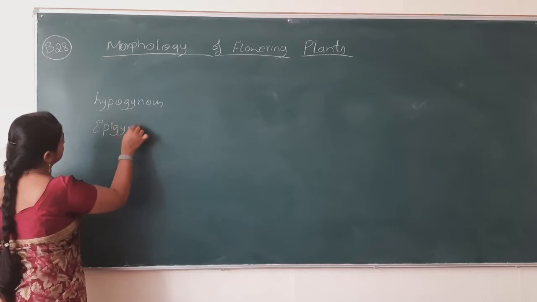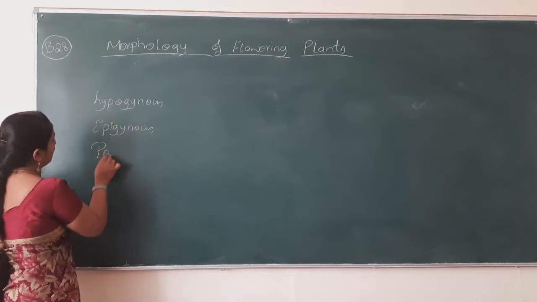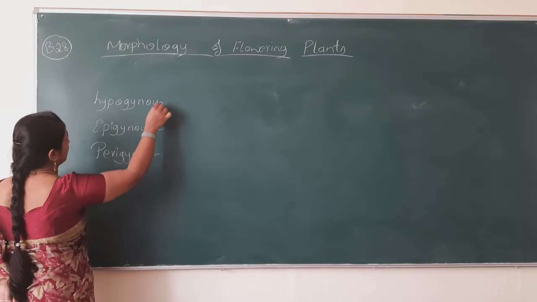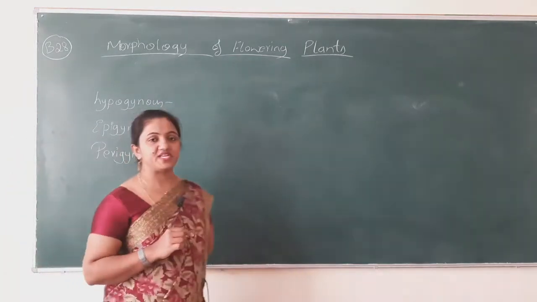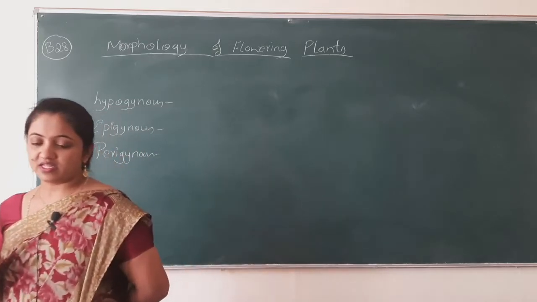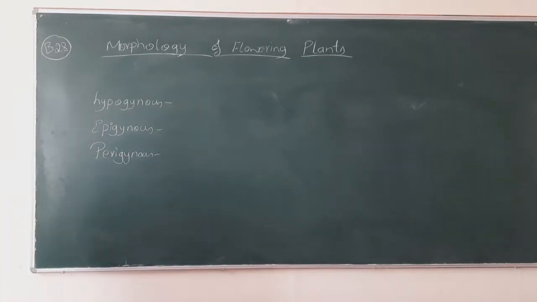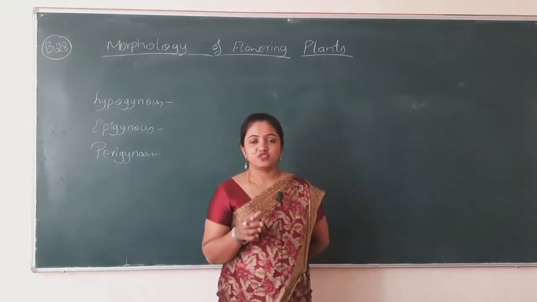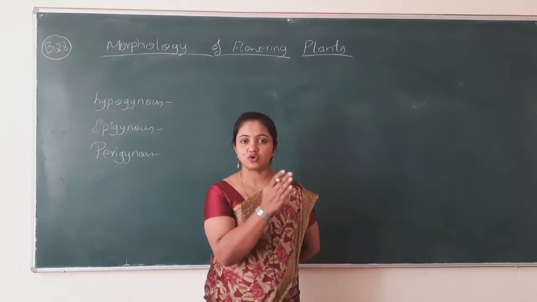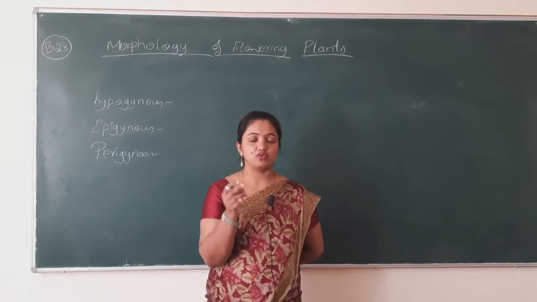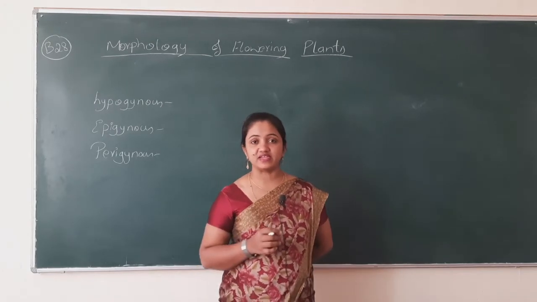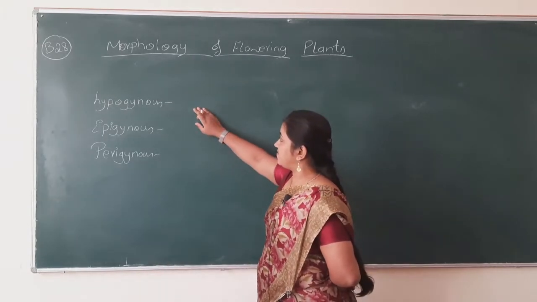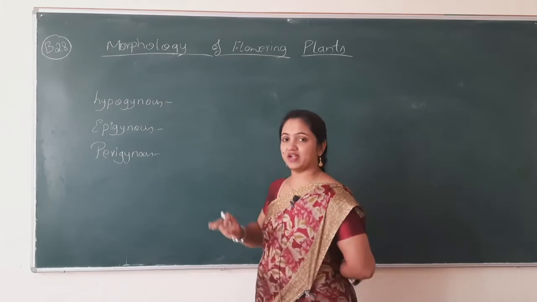epigynous and perigynous. Now, what does it mean by hypogynous, epigynous and perigynous? These are as simple as the position of, listen to me, based on the position of calyx, corolla, Androecium and gynoecium, the flower has been classified into three types. One is hypogynous, epigynous and perigynous.